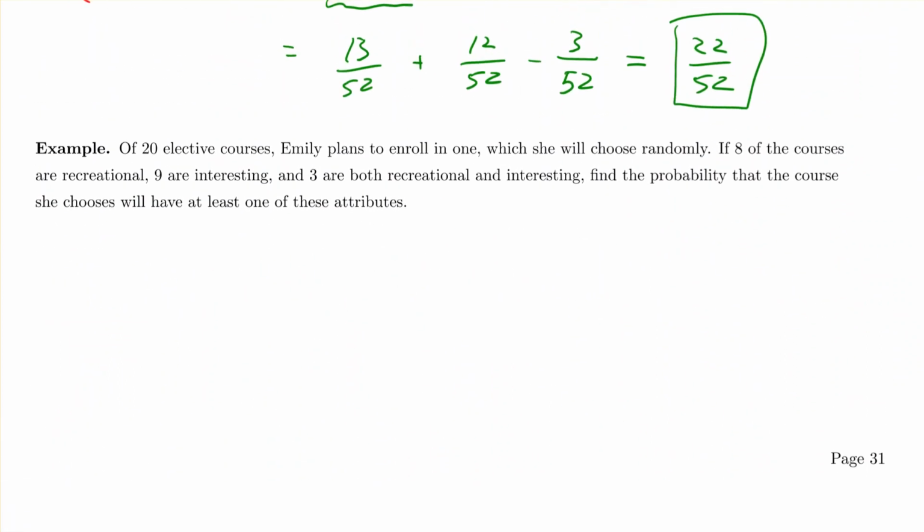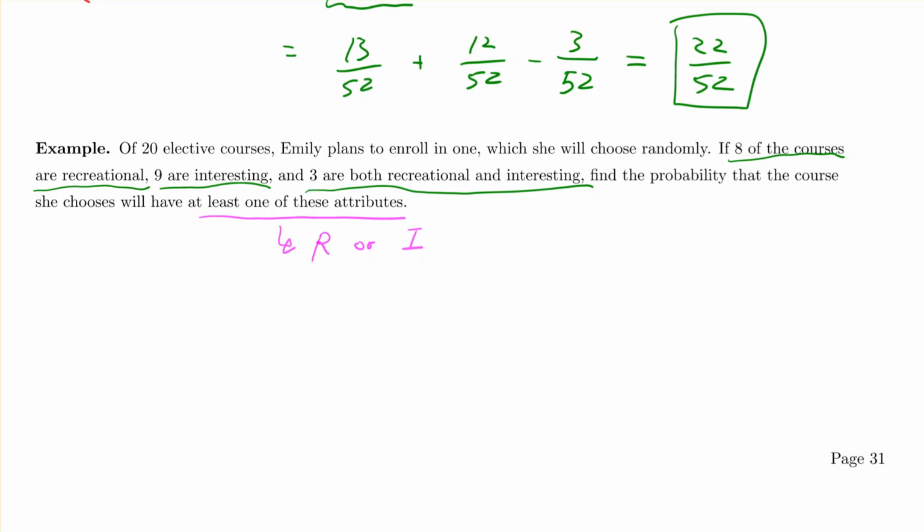Of 20 elective courses, Emily plans to enroll in 1, which she would choose randomly. If 8 of the courses are recreational, 9 are interesting, and 3 are both recreational and interesting, find the probability that the course she chooses will have at least one of these attributes. So what do we mean by one of these attributes? This is saying recreational or interesting. Either or is fine. So it can be both recreational and interesting, or just recreational alone, or just interesting alone.